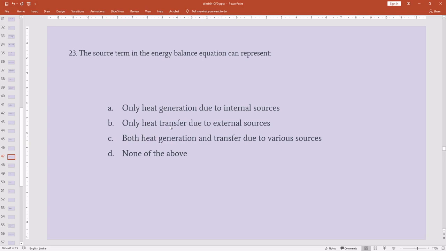Okay, next question. The source term in the energy balance equation can represent which of the below? Only heat generation due to internal sources. Second option, only heat transfer due to external sources. Option C, both heat generation and transfer due to various sources. D, none of the above. This is again a simple question. Please inbox your answers.